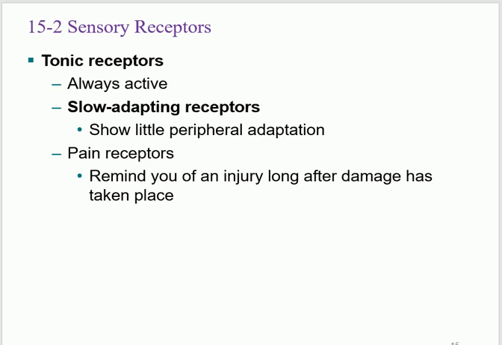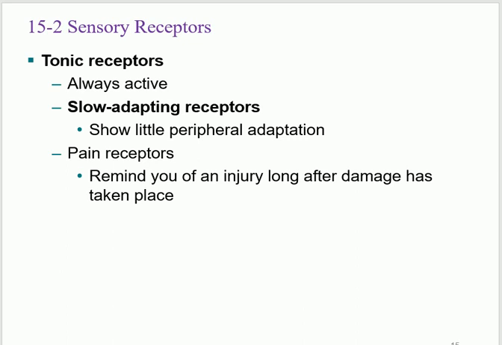Receptors are of different types. Some of them are called tonic receptors. Tonic means they have a tone, means they are active. And these ones are slowly adapting receptors. It takes time to get adapted to it. Pain receptors are part of it. Slowly adapting means if there is something that's a little bit painful, not very painful, not painless, something in the middle, just a little bit painful.